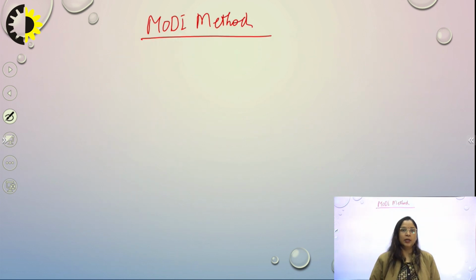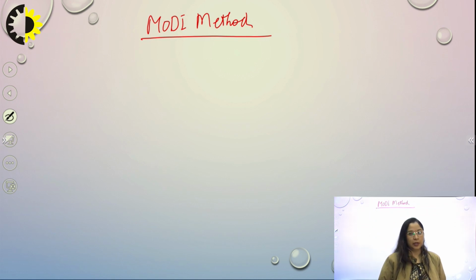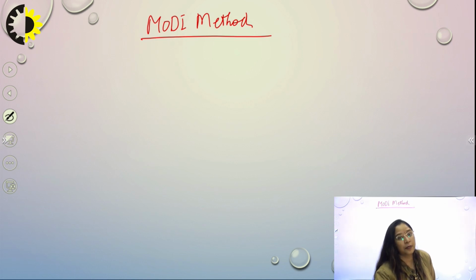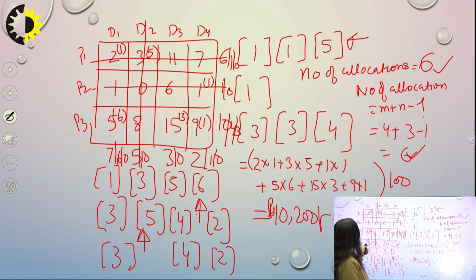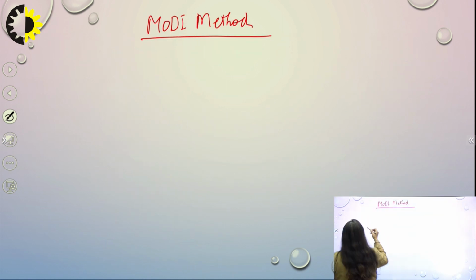So the next method is our MODI method. In the modified distribution method, what we will actually be doing is finding out whether the solution provided by us is up to the mark or not. For doing that, we will first of all see the allocated cells. Like here, the allocated cells are, let me draw it again.